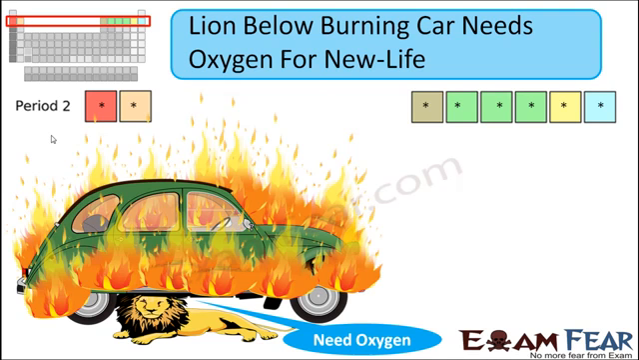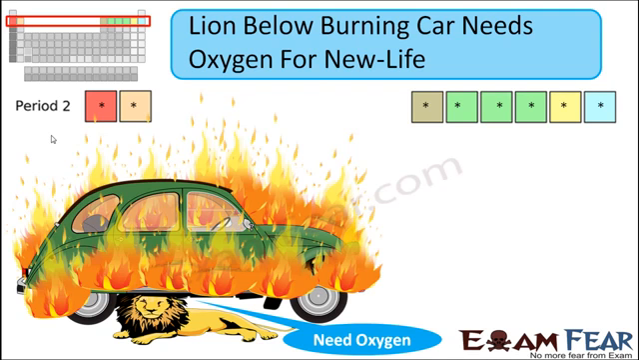So what do we see on the screen now? Here we see a burning car and a lion below the burning car. Of course you can imagine how the lion must be feeling right now. The lion must be craving for life and it needs oxygen urgently, right? So the memory tip here is: lion below burning car needs oxygen for new life.